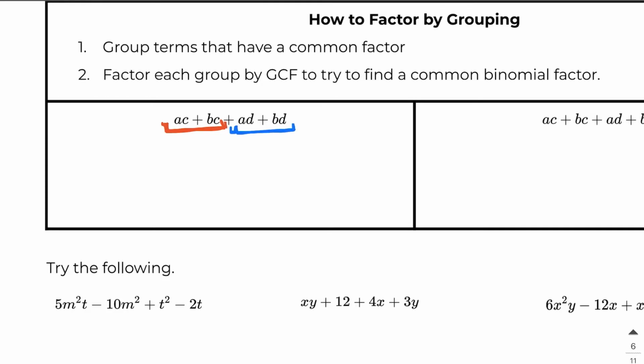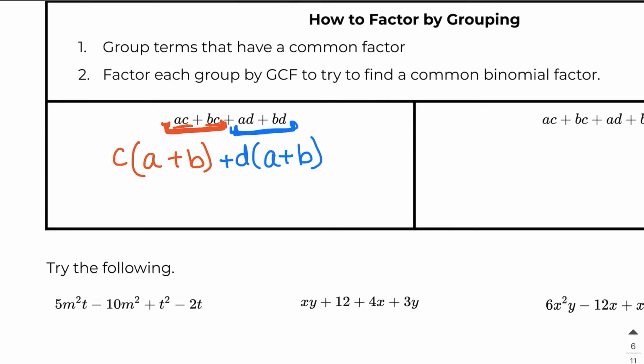And then it says to factor each group by GCF to try to find a common binomial factor. So in my first group, they have a C in common, so I'm going to factor out a C. When I factor it out of AC, I have an A left over. When I factor it out of BC, I have a B left over. In the second group, they have a D in common and it's positive, so I'll write plus D. And it's really important that you have a sign here. It either has to be a plus or a minus. If you do not, it is mathematically incorrect. When I factor out the D, I have an A left over in the first term and a B left over in the second term. So it's A plus B.